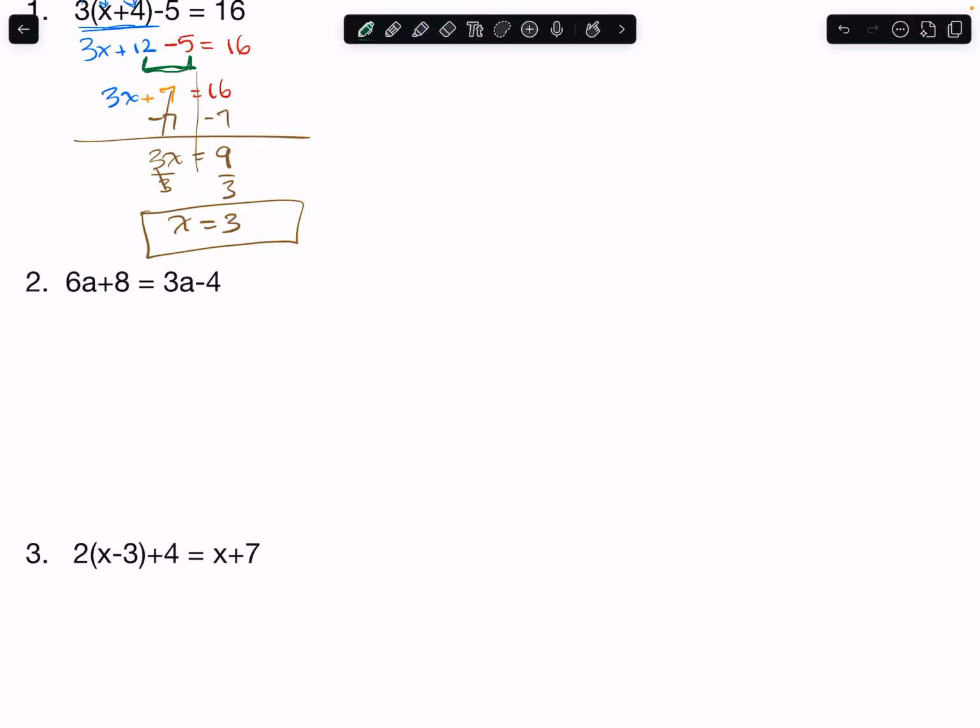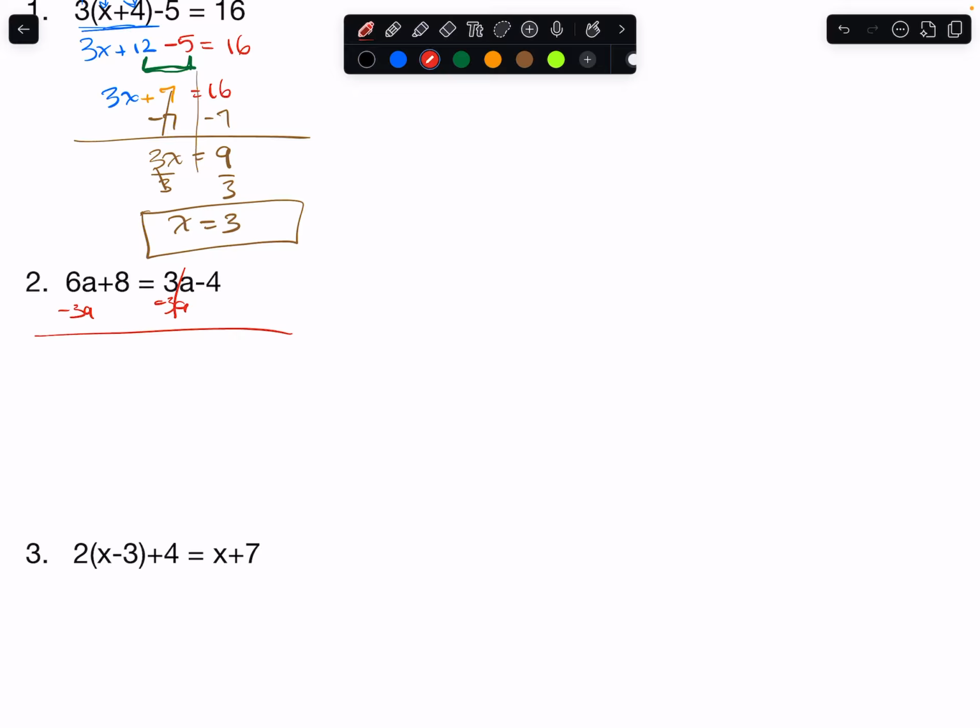So between 6a and 3a, which is bigger? 6a. So I'll do anything in my power to keep the 6a on one side. So that means I'll move the 3a. Do the opposite of what it's doing. The 3a is a plus, so we subtract it. So we do a negative 3a on that side. Whatever we do to one side of the equal sign, we have to do to the other side. The 3a will cancel out.